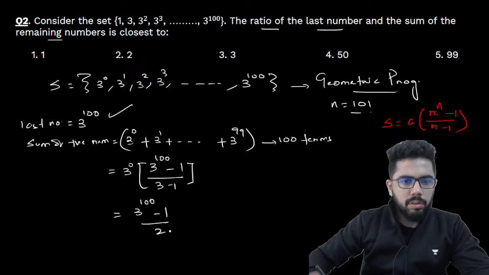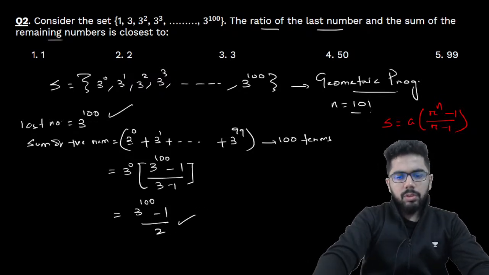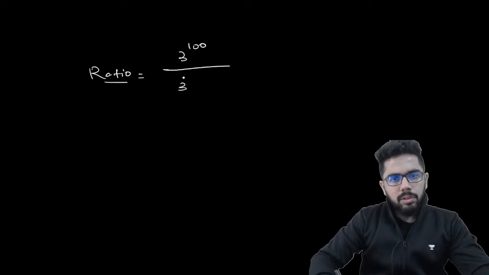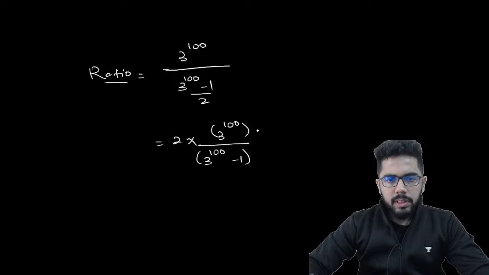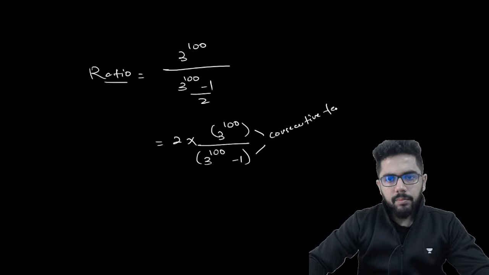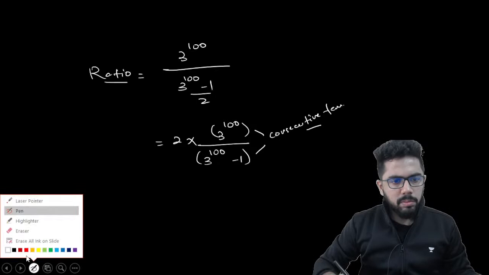So I'll have to find the ratio of this and this. That's all we have to do. Easy question. So if I have to calculate the ratio of the last term, that is 3 to the power 100, to this sum of the remaining terms, I get 2 into 3 to the power 100 by (3 to the power 100 minus 1). Now basically I can say these two are consecutive terms, isn't it? Consecutive won't be exact: 3 to the power 100 and 3 to the power 100 minus 1 are consecutive terms.